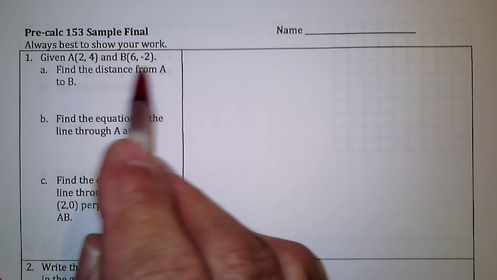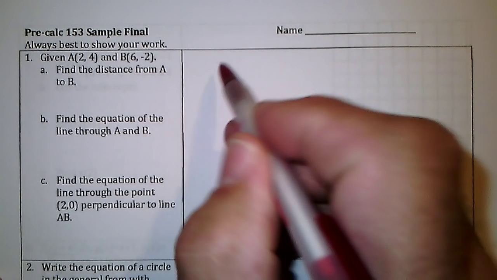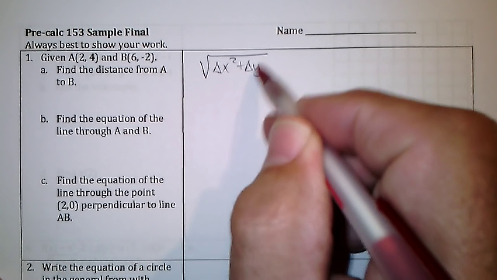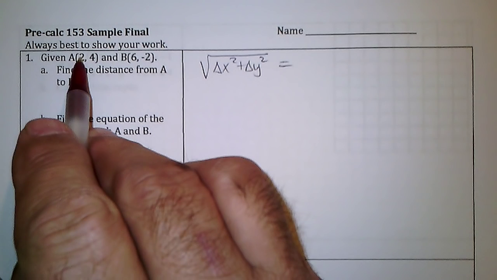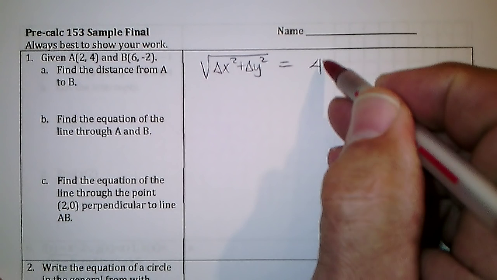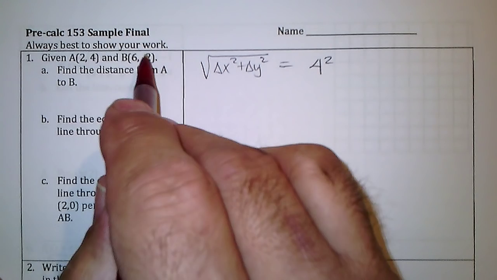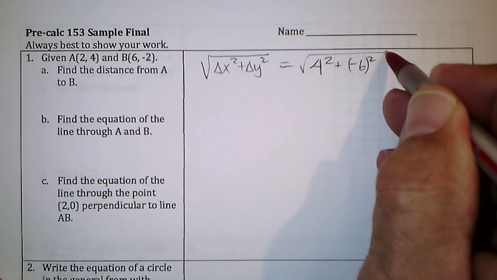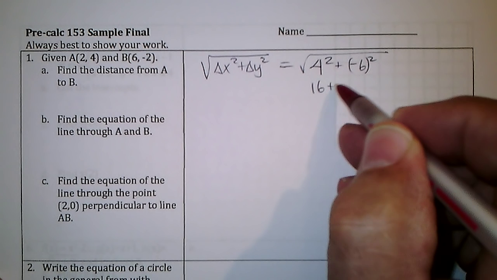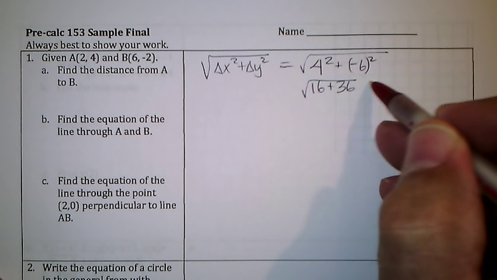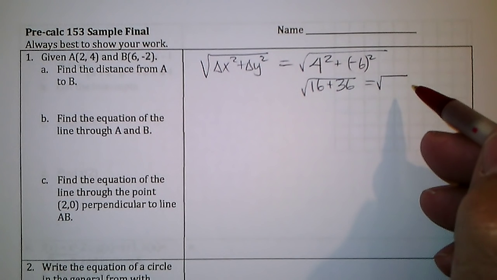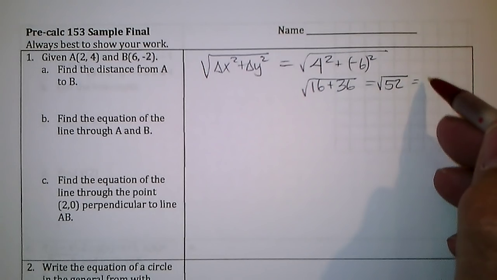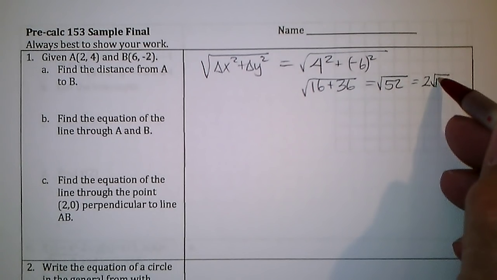Here. So it says find the distance from A to B. So that's the square root of the change in x squared plus the change in y squared. The change in x goes from 2 to 6, so that's 4 squared. 4 to minus 2 is negative 6 squared, and we add them and take the square root, so that's 16 plus 36, square root of 52.